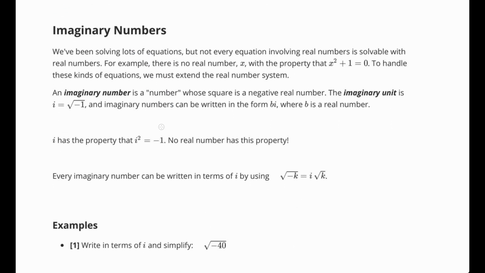It says right here, we've been studying lots of equations, but not every equation involving real numbers is solvable with real numbers. And that's basically what a lot of mathematicians do. They're trying to solve a problem and we can't solve this using the numbers that we've already created in our math minds. We're actually just going to create a new set of numbers, and that's essentially what we're going to be doing in here. The same kind of thing actually happened with negative numbers.